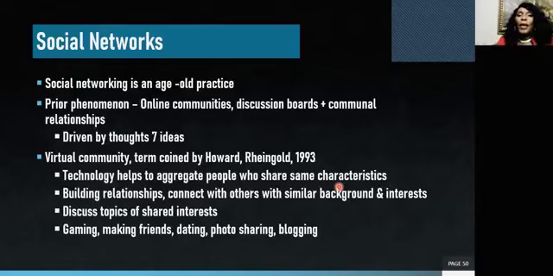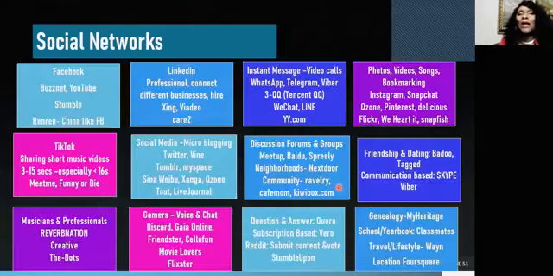On social networks, we're able to discuss topics of interest. We're able to play games. We can make friends. We can date. And then we're able to share pictures. We're able to blog. These are some examples of social networks, and I've categorized them. We have Facebook, BuzzNet, YouTube. We have all of this.